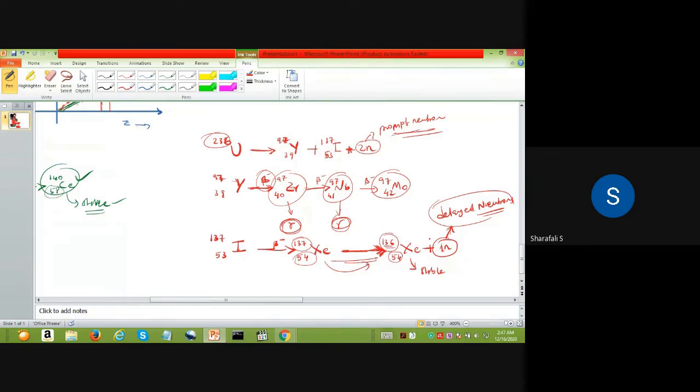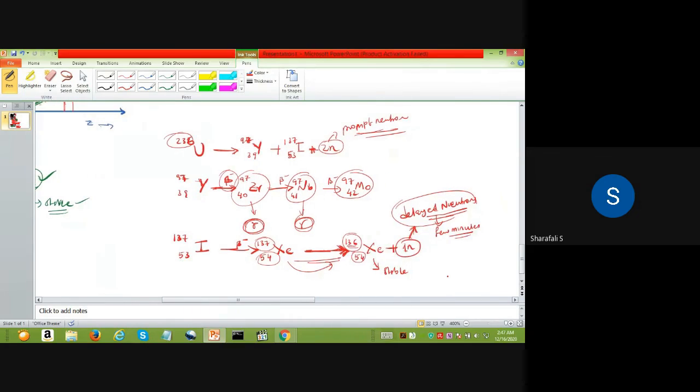It is not through that beta decay also. So these are some different types of neutrons. These are called delayed neutrons because this will happen in a few minutes. This will take a few minutes to happen, for the neutrons to come out from that reaction.